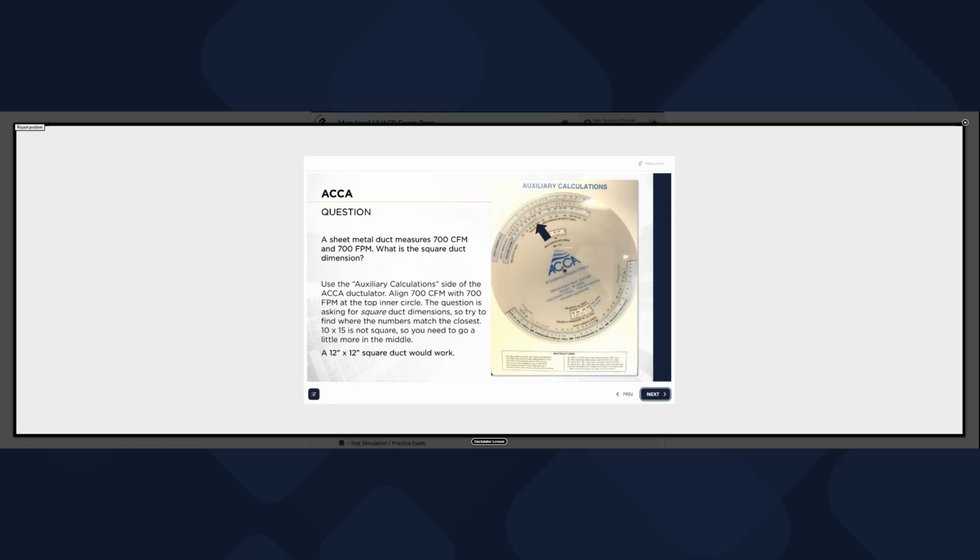The question is asking for square duct dimensions, so try to find where the numbers match the closest. 10 by 15 is not square, so you need to go a little more in the middle. A 12-inch by 12-inch square duct would work.